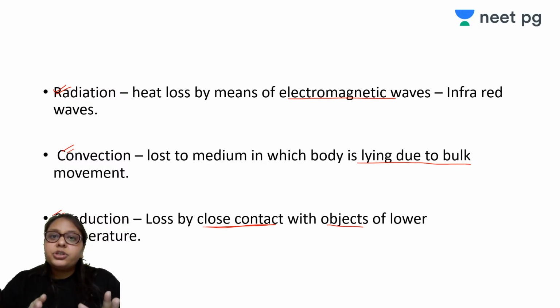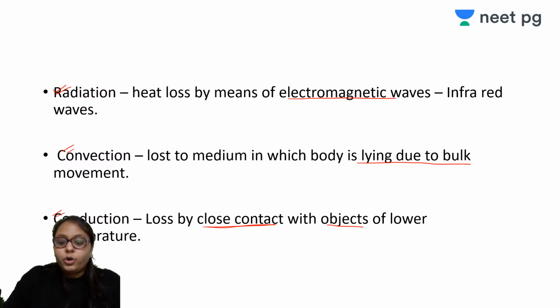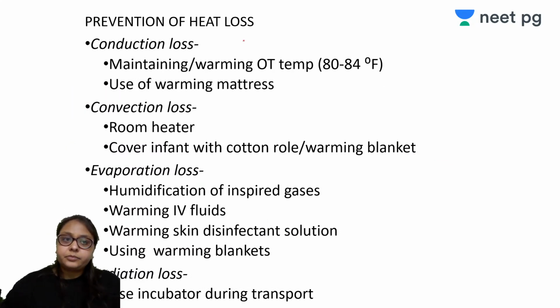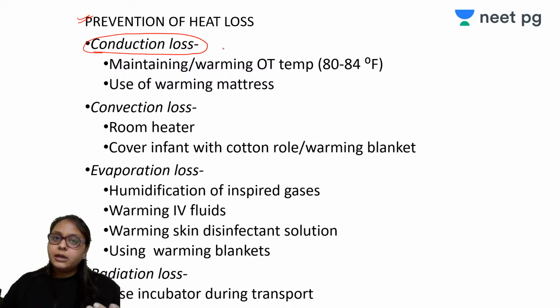So we should take some preventive measures to prevent the heat loss from the body. So what are those? How can we prevent the heat loss? Okay, first, conduction. What was conduction? When the body is in direct contact with something. So we can prevent this by maintaining or warming the OT temperature and use of warming mattresses.